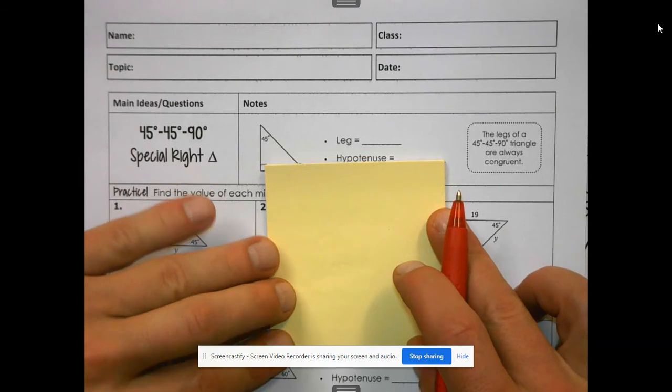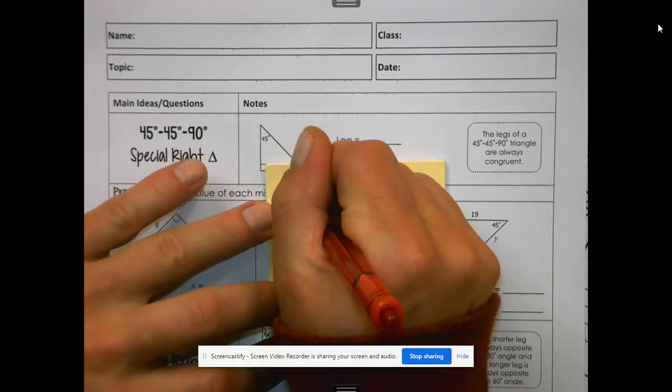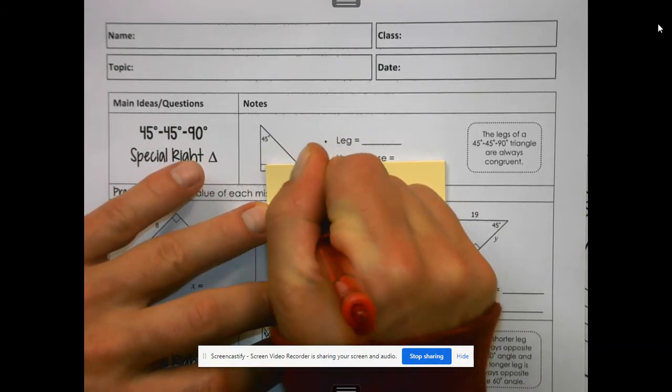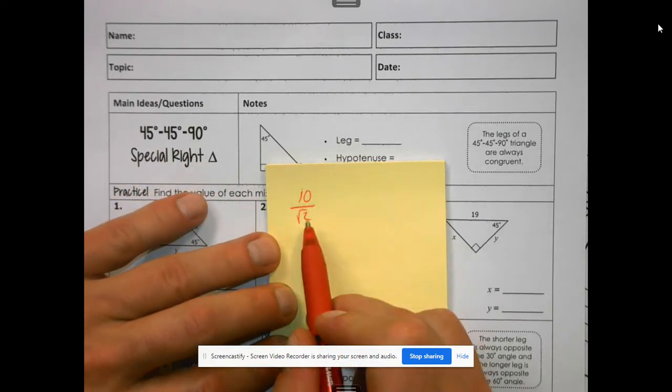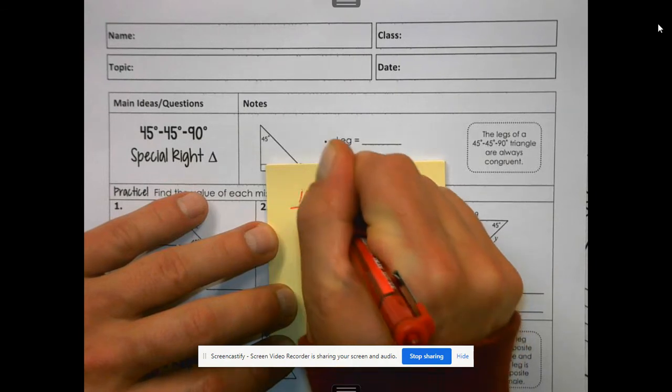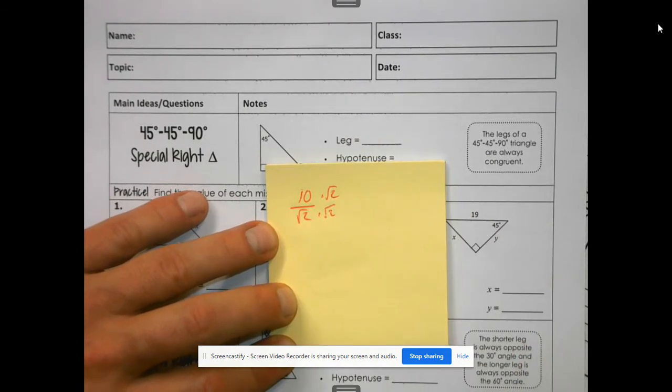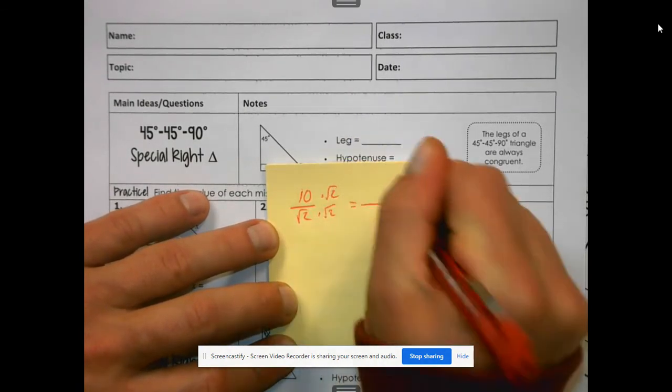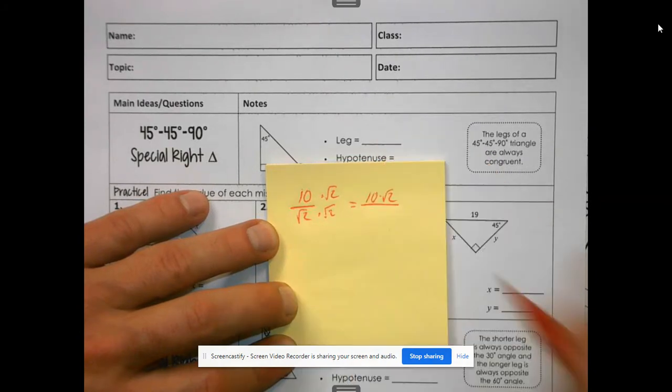in the denominator. So if you have something like this, let's say you have 10 over square root 2. The rule is you can't have a square root in your denominator, so what you have to do is you have to multiply top and bottom by whatever's in the bottom. In this case, it's square root 2. So if I do that up top, I just have 10 times square root 2.